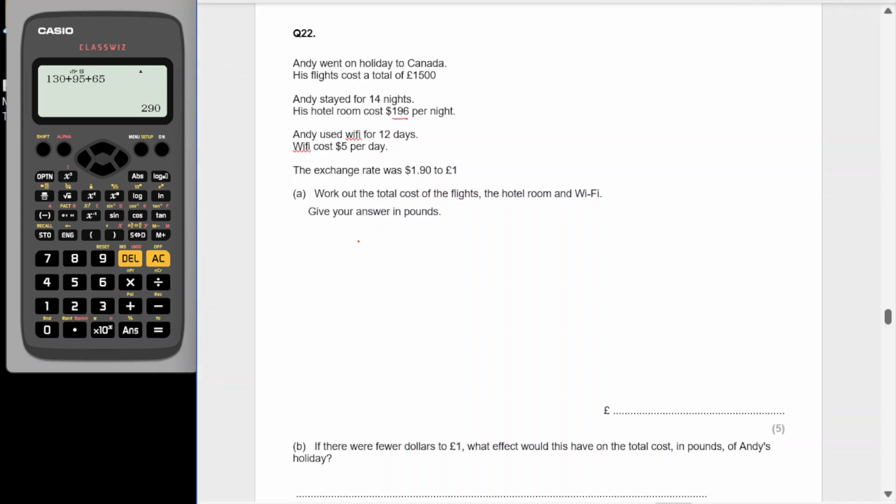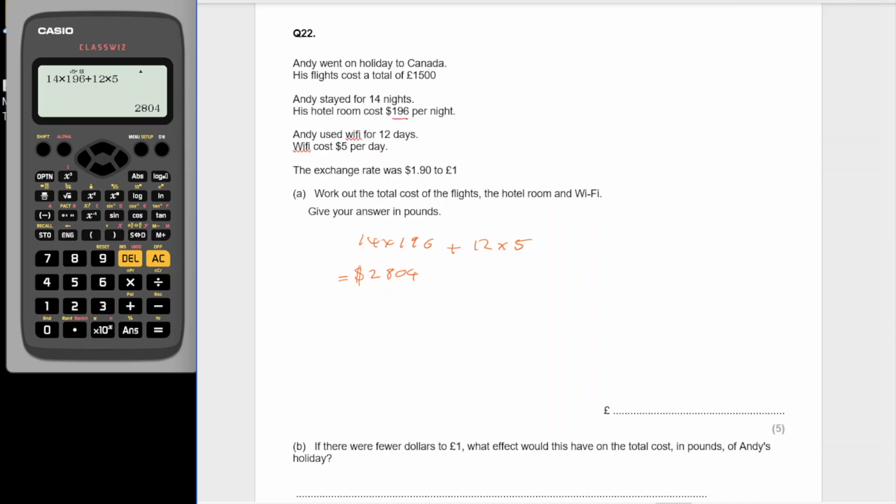So the first thing I'm going to do is work out the amount of dollars it's going to cost him. That's going to be 14 times by the price for the hotel of 14 nights at 196 per night, plus 12 lots of the Wi-Fi, so 12 times 5. So the amount of dollars that he spent while on holiday was 14 times by 196 plus 12 times by 5. So that's $2,804.